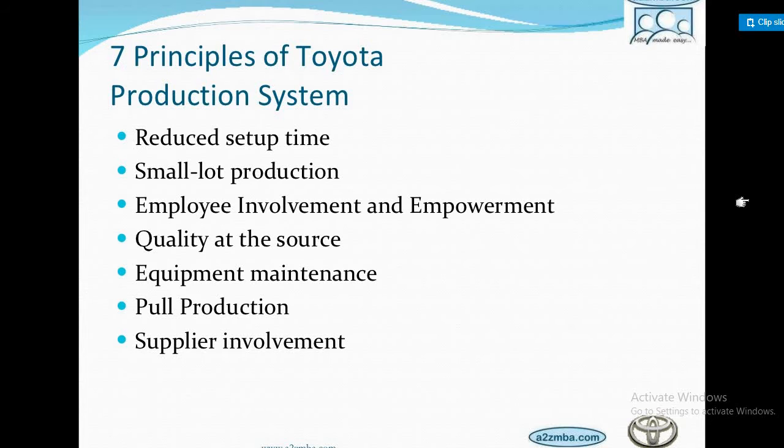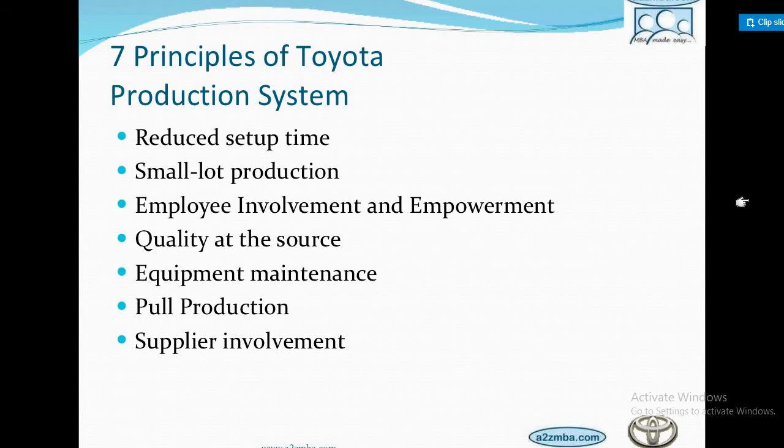Quality at the source means whatever raw material we are purchasing, in order to get a final product according to the customer's requirement, we need to maintain the quality from the start, from the raw materials. Then equipment maintenance: whatever equipment we are using to turn raw material into a finished product should be maintained in order to get a good final product. Then pull production system. As we have discussed, what is meant by pull production system? It is a system which consists of producing a product according to the customer's requirement.